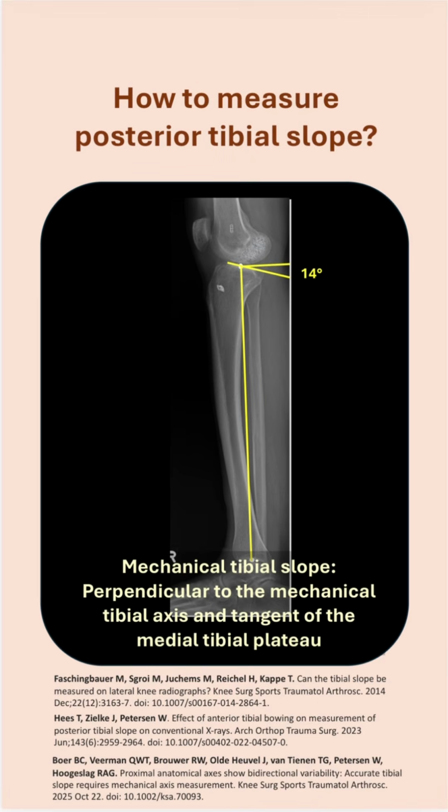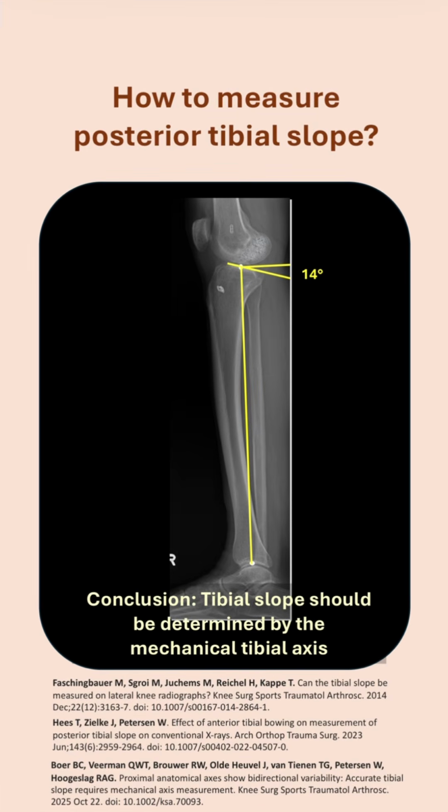In cases of a bowed tibia, however, the posterior tibial slope measured relative to the anatomical axis may be underestimated. Furthermore, tibial bowing makes determination of the anatomical tibial axis more challenging. For this reason, measurement of the tibial slope relative to the mechanical tibial axis has become increasingly popular.